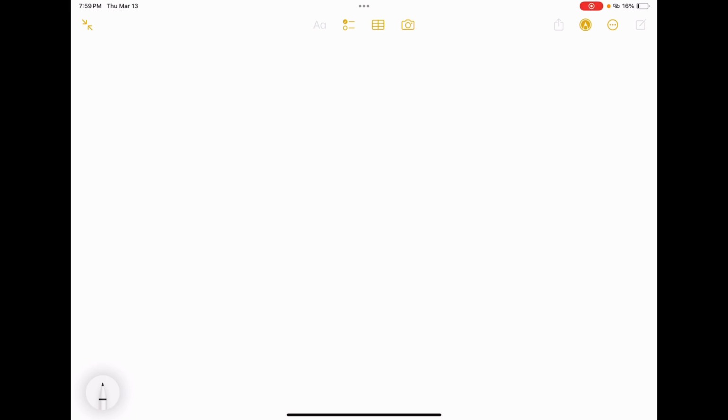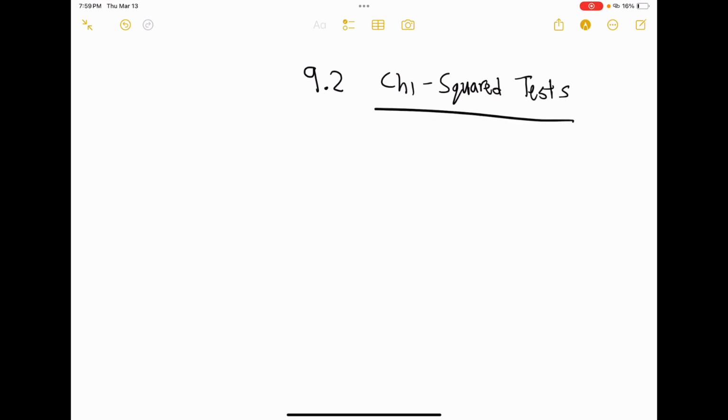And today we're going to be looking at lesson 9.2, which is going to just be chi-squared tests. Now, there are two of them in question that we'll be dealing with, and neither of them are goodness of fit tests. Now, the thing I want you to do right now is go ahead and pull up our slides.